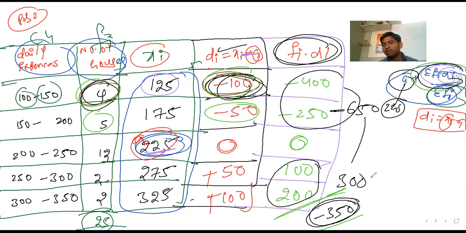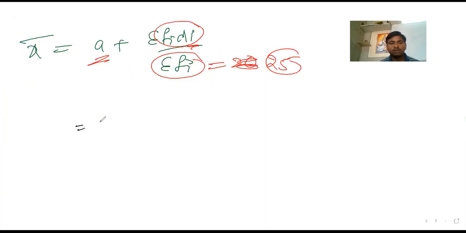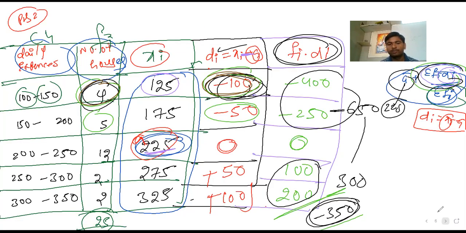Sigma fi di, you know. Please start applying here. The next question: A means what? 225, you took from the question. Sigma fi di, how much did you get? Minus 350.